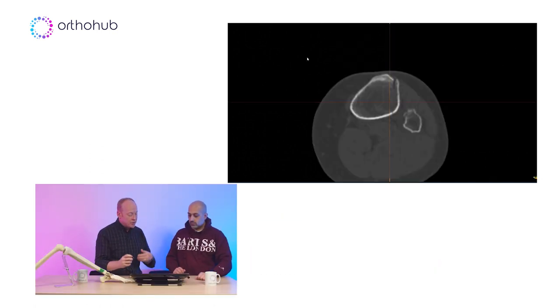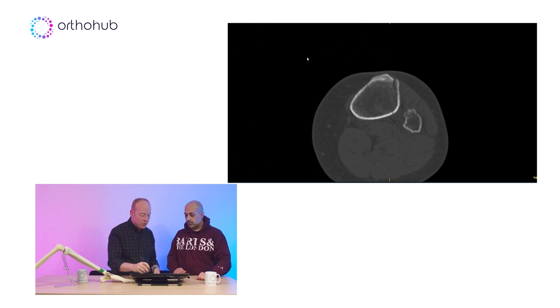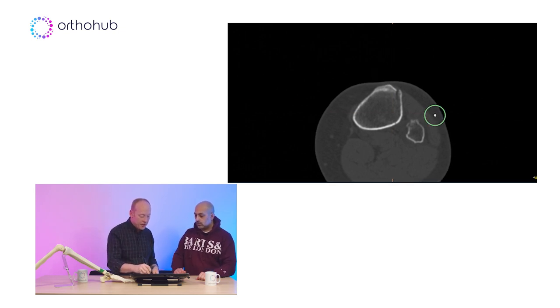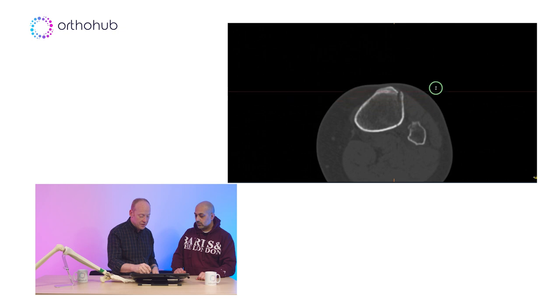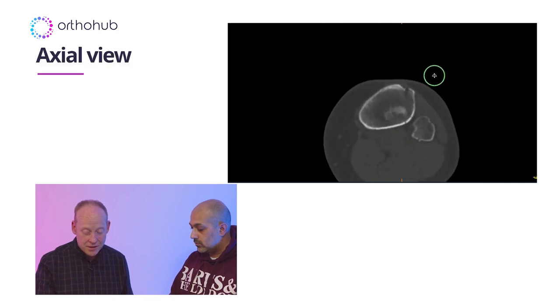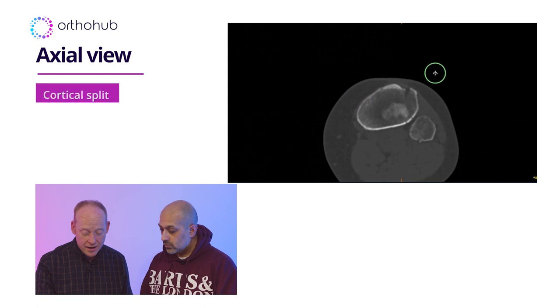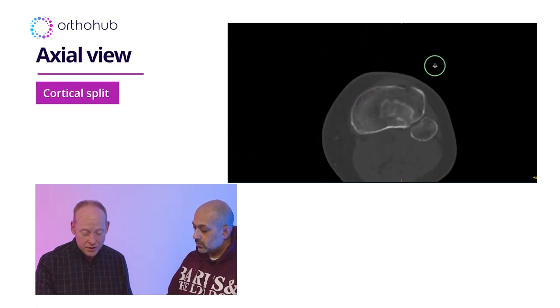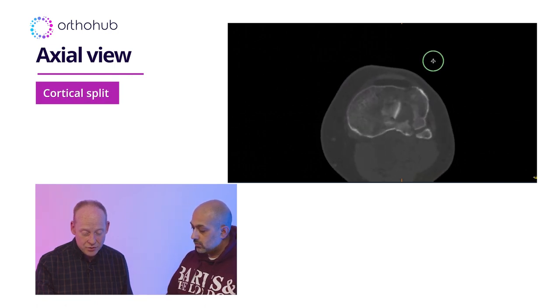Here's our axial, and you can start in the shaft of the tibia, or you can start up on the femur. But I've started in the shaft. Here we go, we're just moving our way up. There's the shaft of the tibia, up we go, coming up. This is the split here. You see it coming up. There's the beginning of the depression coming in, and there's the joint itself.